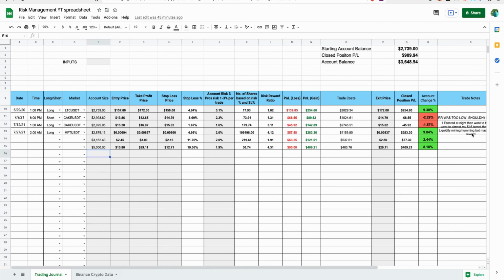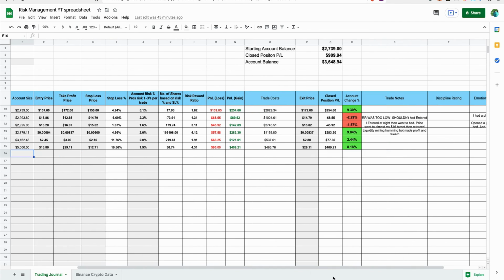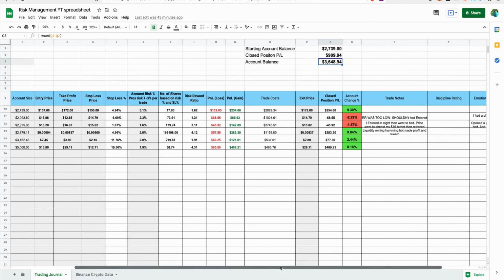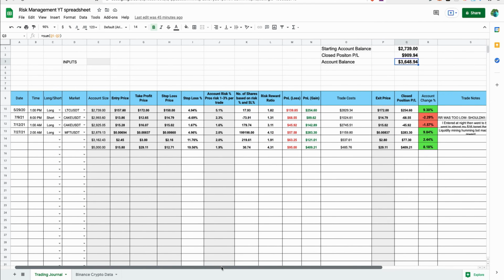I put some notes in there. What was I thinking? What was I feeling? And my discipline rating. And based on this, the account balance changes. So my closed position PL is basically a sum of all of my closed position column plus my starting balance gives you your final balance. Does that make sense? So if you have any questions, leave it down in the comments below. You could easily build a spreadsheet by using the formulas that I gave you guys in the previous slides.